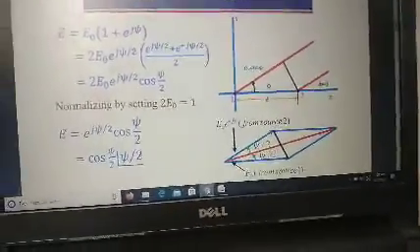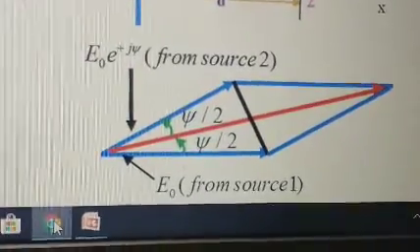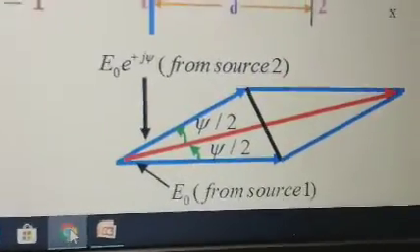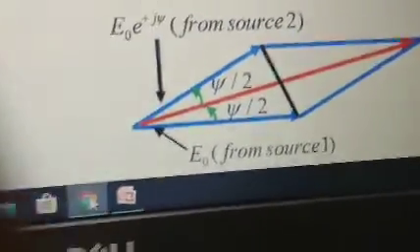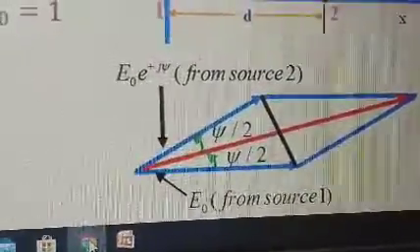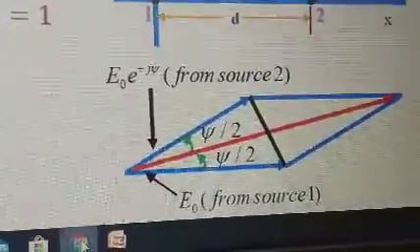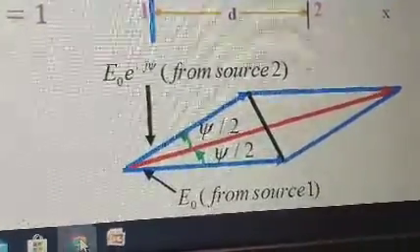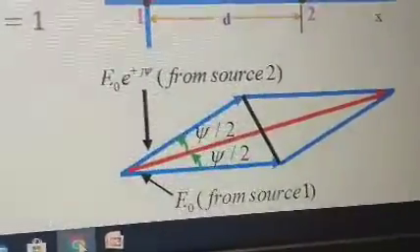See here, basically the mathematical equation is found based upon this vector diagram. In this vector diagram there are two sources: E0 from source 1 and E0 from source 2. Source 1 and source 2 are separated by the distance d, with e raised to j psi by 2, where psi is represented by the angle.